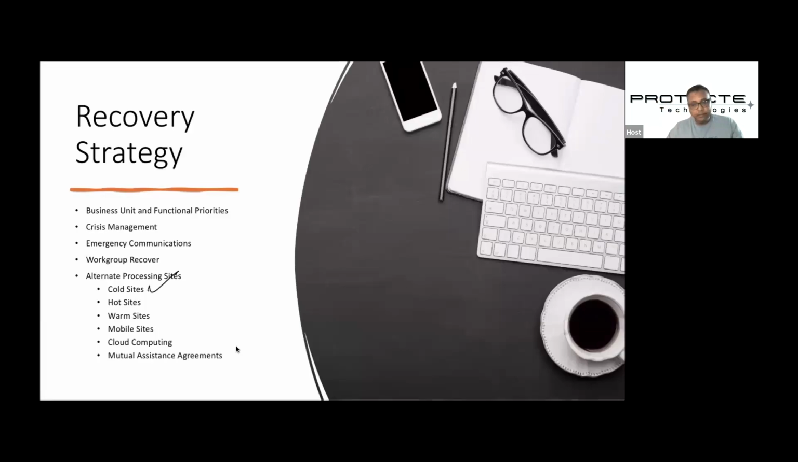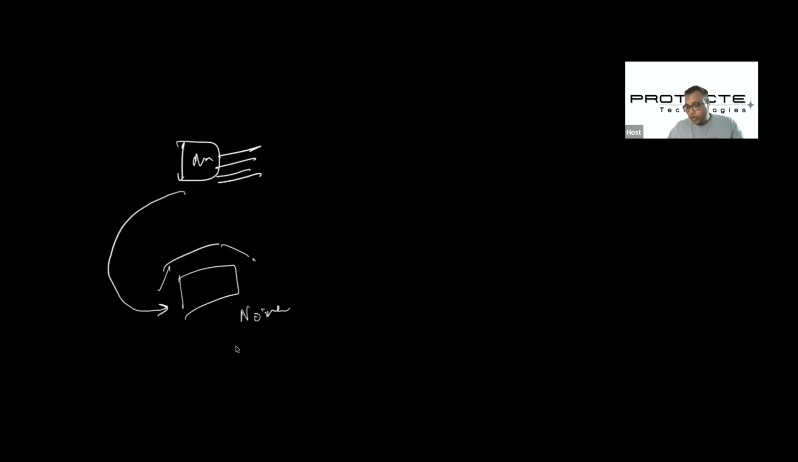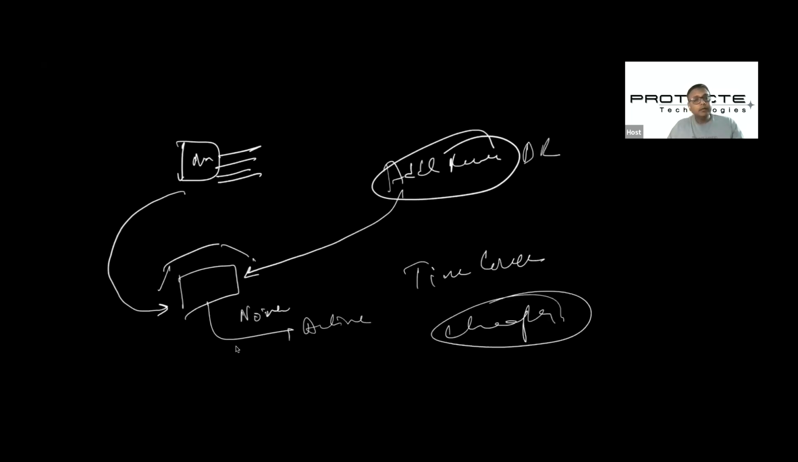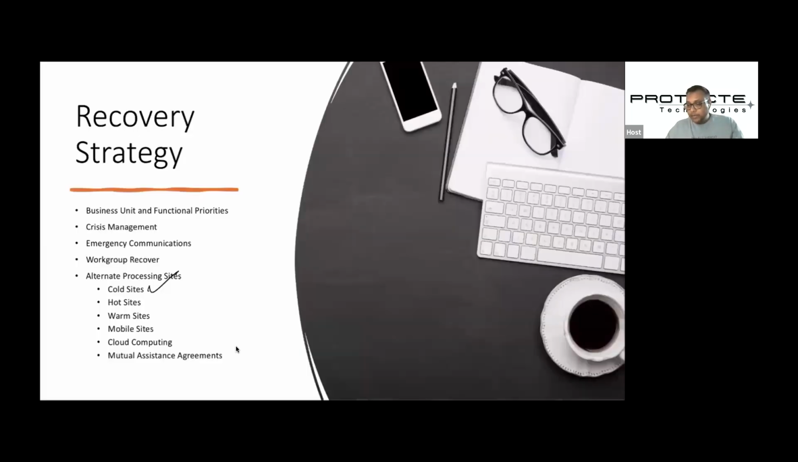One is a cold site. That means you have your main site, everything is here, but a cold site is just a shed, with no infrastructure. That means you have to shift everything from here to here, or you have additional resources earmarked during your DR, and you move these resources here and then make this active. What is the problem? Time consuming, but cheaper.